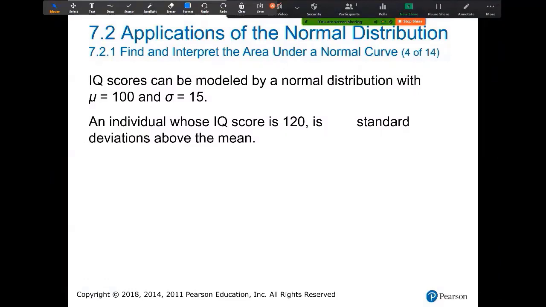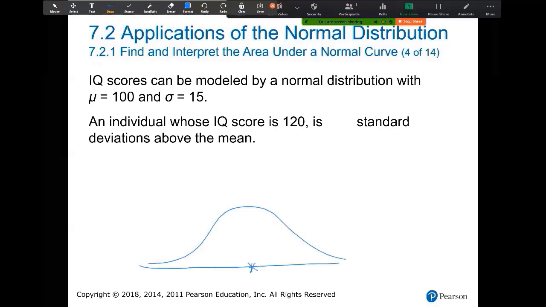The IQ score can be modeled by a normal distribution with mean 100 and standard deviation 15. Then the distribution is normally distributed, the mean is 100 and the standard deviation is 15. It means that this value should be 145, and 3 standard deviations to the left, this value should be 55. An individual whose IQ score is 120, where is it located in this distribution? How many standard deviations is it located?